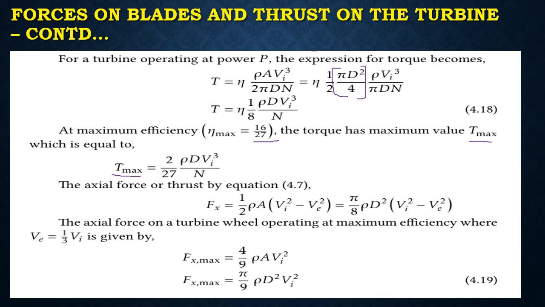So this is the expression, and we also have to derive the axial thrust expression, that is Fx is equal to half rho A into vi square minus ve square, which is pi by 8 rho d square into vi square minus ve square, because we have derived the expression of A as pi d square by 4 and substituted here. So the axial force on the turbine wheel operating at maximum efficiency, where ve is equal to 1 by 3 times vi, is the optimum velocity we have discussed in the previous slide. Substituting that, we get Fx maximum as 4 by 9 rho A vi square, or Fx maximum is equal to pi by 9 rho d square into vi square.